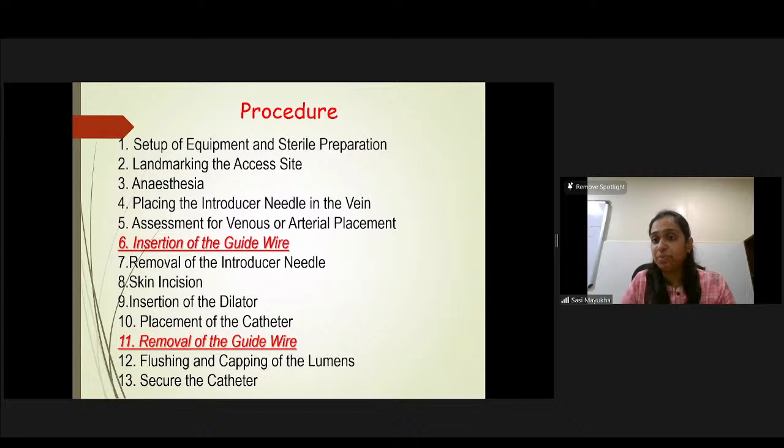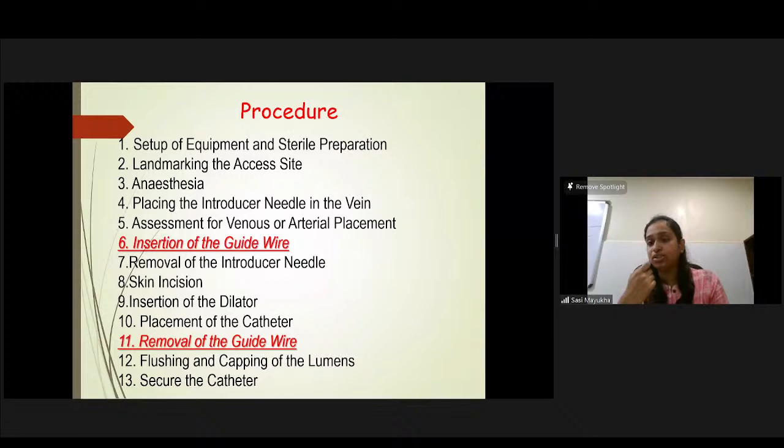After placing the catheter, you have to be very careful to remove the guide wire, after which you have to flush and cap the lumens and secure the catheter. Two important things I marked in red, because there are a lot of incidences where the insertion of the guide wire, if it is not going freely, do not push the guide wire because your access may not be in the right location.